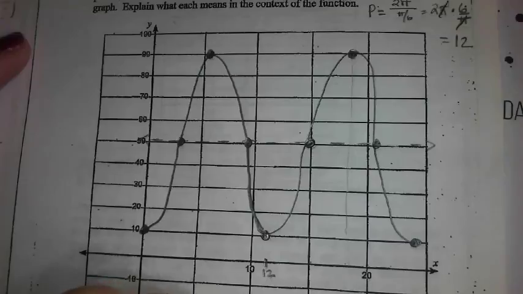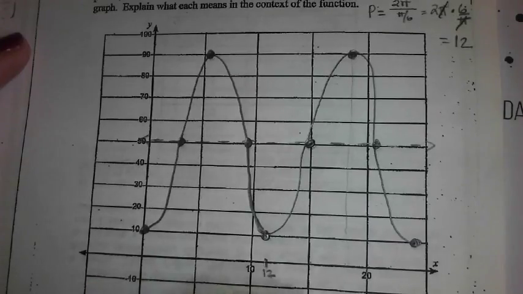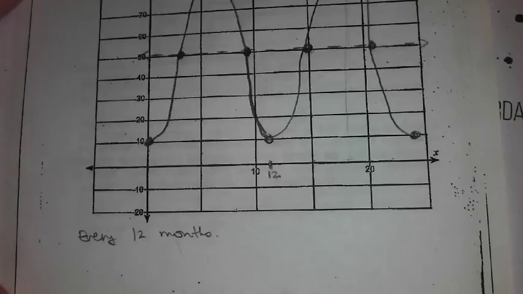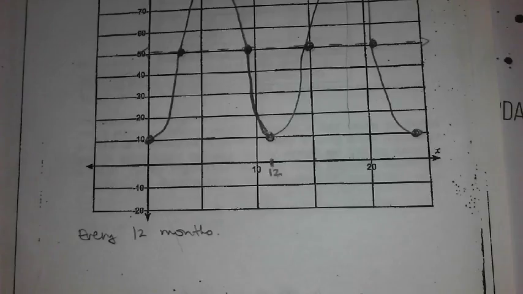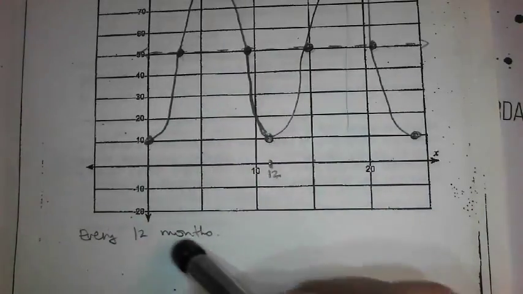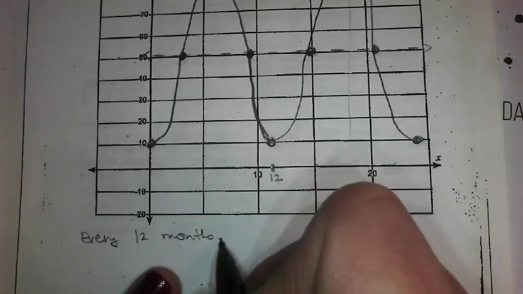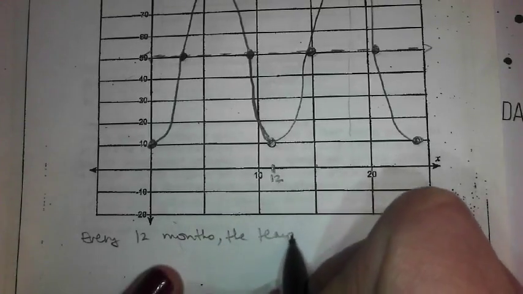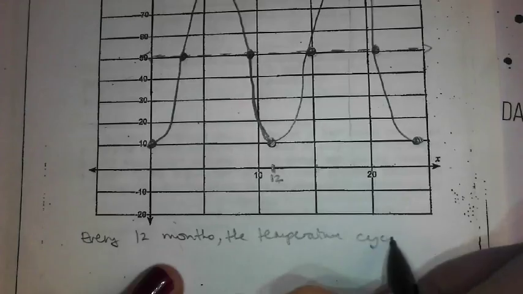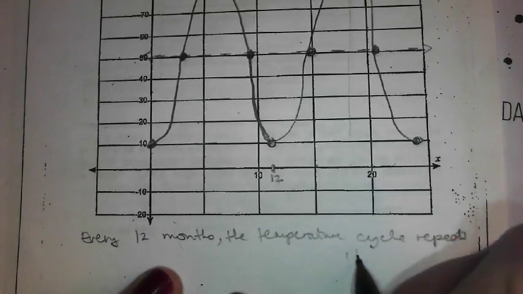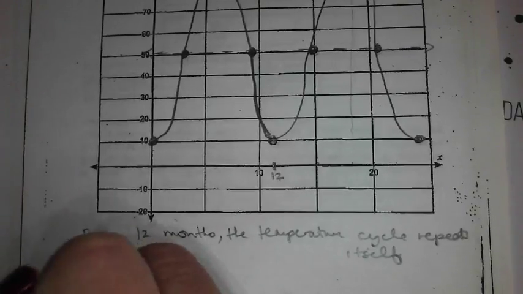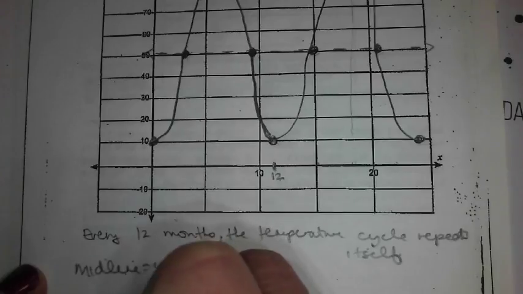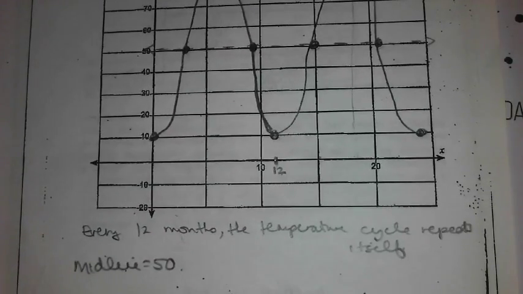So there, just add that in there for the context of the problem and you're good. So every 12 months. And Jordan, you switched it to 1 year, which is okay, but you might want to keep it 12 months just so they know that you're taking the period. Every 12 months the temperature cycle repeats itself. There's your period. The midline, we already said, was 50. What does that mean in the context of the problem, Nate?